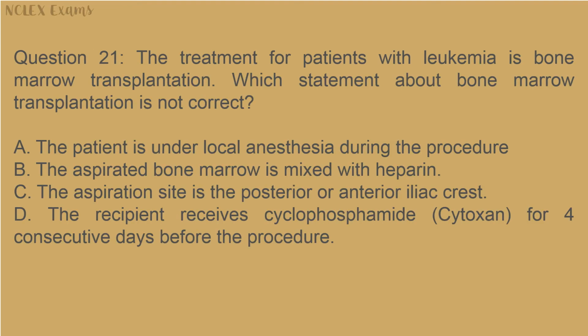Question 21. The treatment for patients with leukemia is bone marrow transplantation. Which statement about bone marrow transplantation is not correct? A. The patient is under local anesthesia during the procedure. B. The aspirated bone marrow is mixed with heparin. C. The aspiration site is the posterior or anterior iliac crest. D. The recipient receives cyclophosphamide (Cytoxan) for 4 consecutive days before the procedure.